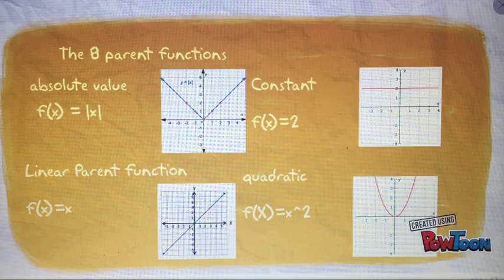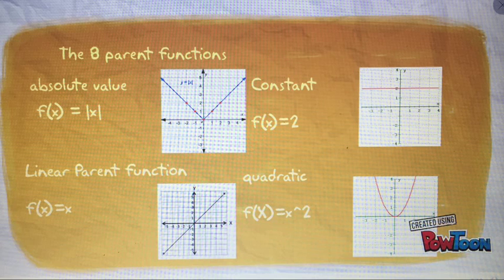So these are the 8 parent functions. The first one I have shown is the absolute value parent function, which is f(x) equals the absolute value of x. The second one is the constant parent function, which is f(x) equals 2. The third one is the linear parent function, which is f(x) equals x. The fourth one is the quadratic parent function, which is f(x) equals x squared.